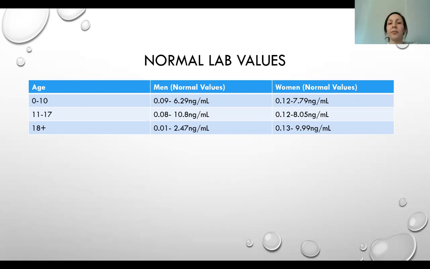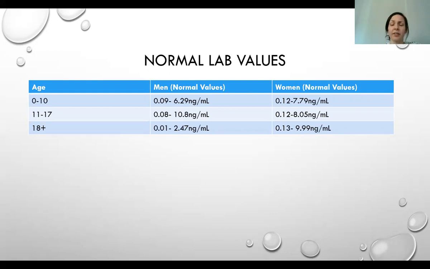And for women, it would be for ages 0 to 10, 0.12 to 7.79 nanograms per milliliter. 11 to 17 for women is 0.12 to 8.05 nanograms per milliliter. And finally, 18 and over for women is 0.13 to 9.99 nanograms per milliliter.